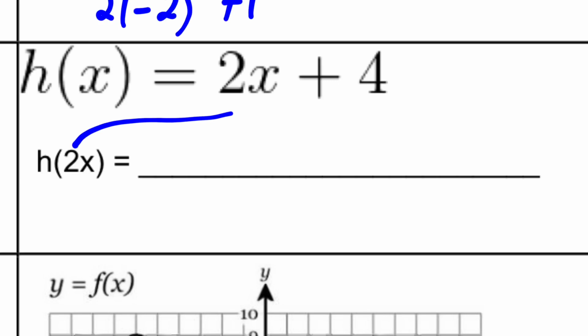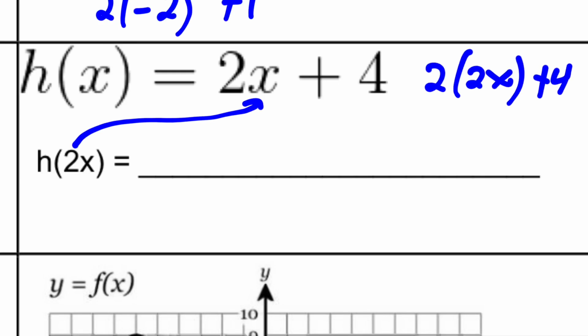With this one, we're plugging in 2x, so this becomes 2 times 2x plus 4. This becomes 4x plus 4. Those are not like terms, so that's the most we can simplify things.